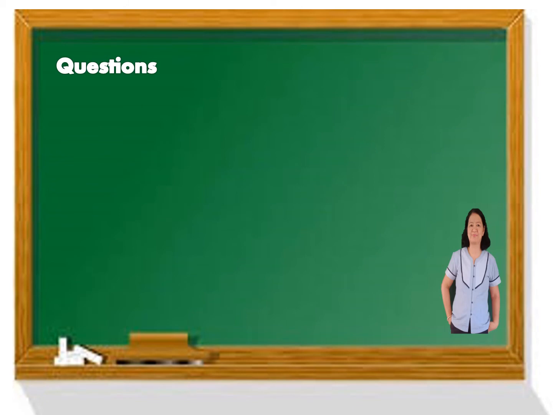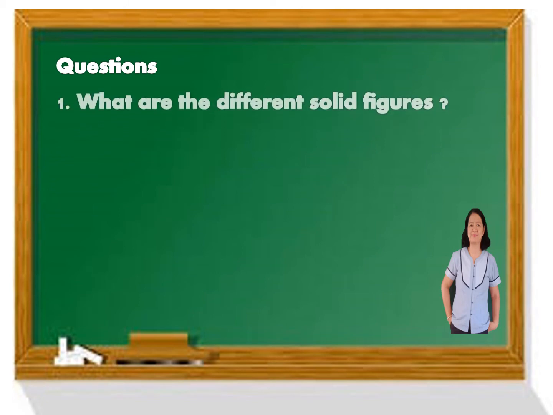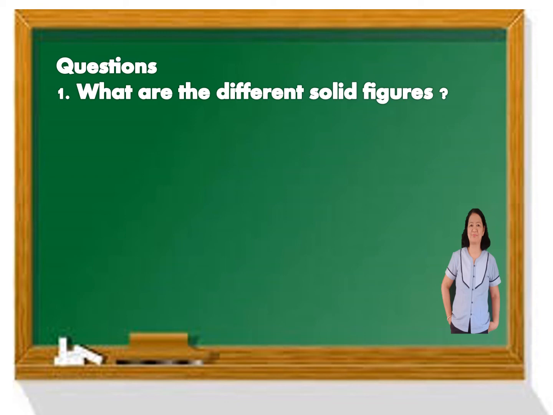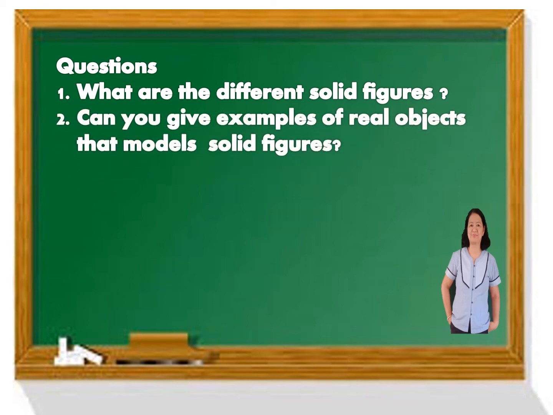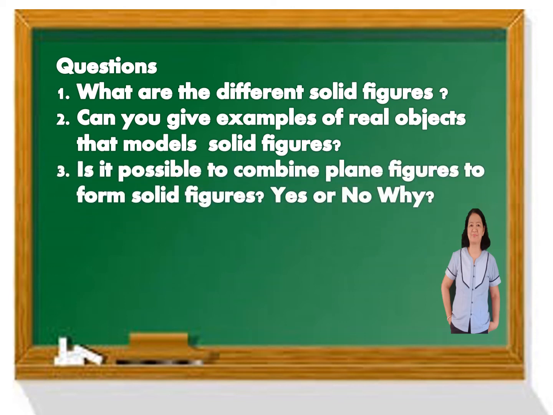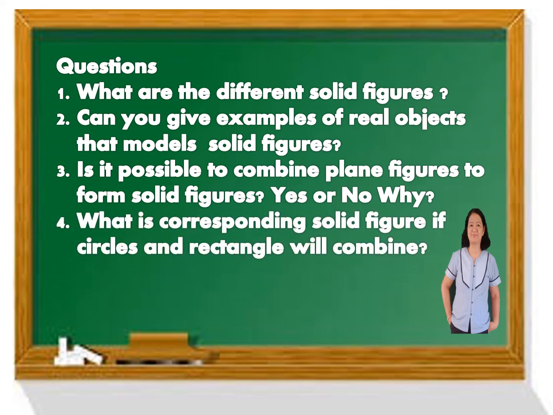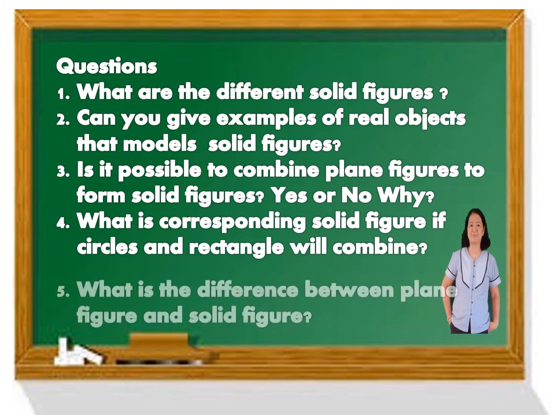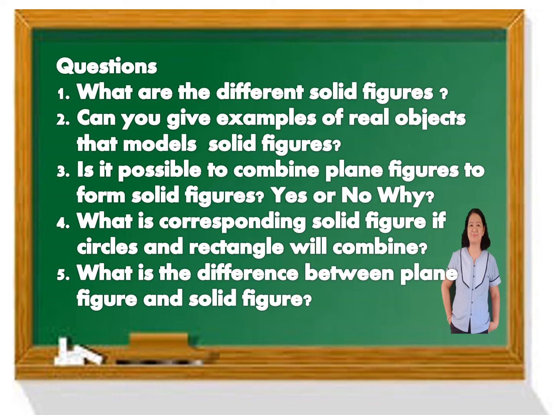Now let us answer questions 1 to 5. Number 1. What are the different solid figures? Number 2. Can you give examples of real objects that model solid figures? Number 3. Is it possible to combine plane figures to form solid figures? Yes or no? Why? Number 4. What is the corresponding solid figure if circles and rectangle are combined? And number 5. What is the difference between solid figure and plane figure?